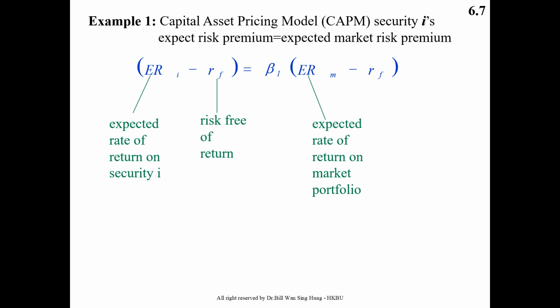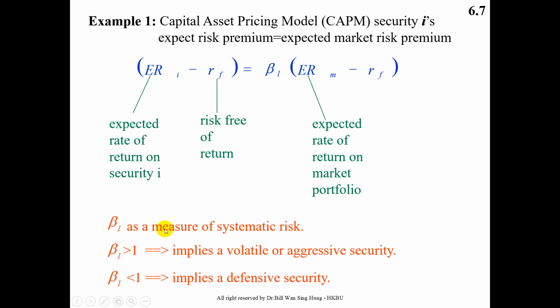Let me take the example of the capital asset pricing model. Security i's expected risk premium is equal to the expected market risk premium. So this is the equation of expected risk premium, and this is for expected market risk premium.